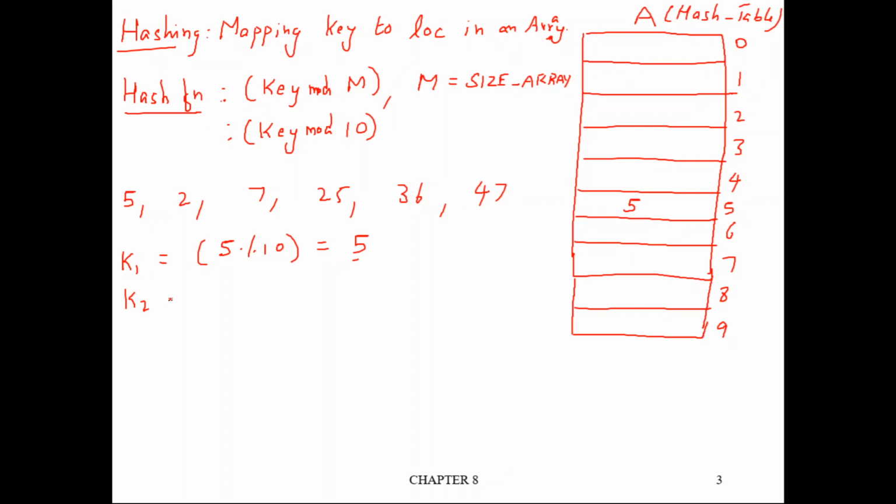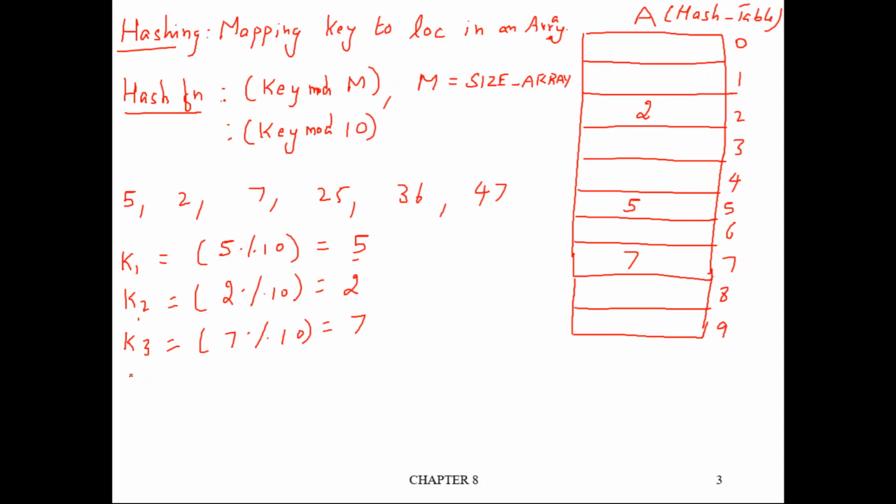Next element is 2. What is 2 modulo 10? It is also 2. So it should be placed in the second location. This key is mapped to the fifth location, and this key is mapped to the second location. The third key is 7. 7 modulo 10 is also 7. So this key 7 is mapped to the 7th location.